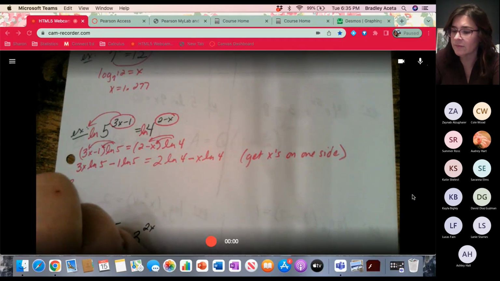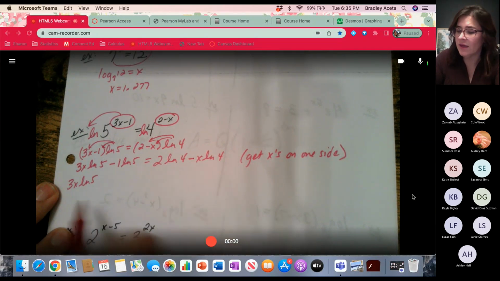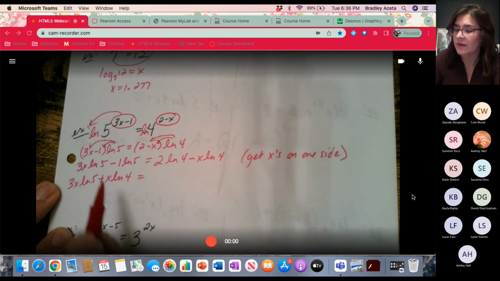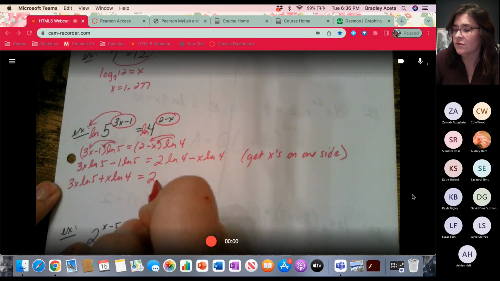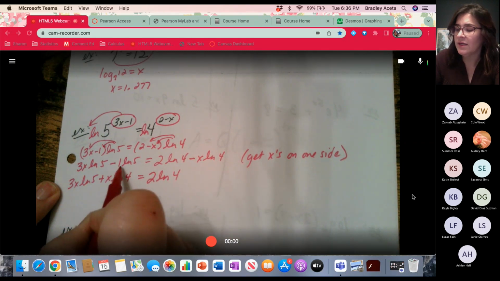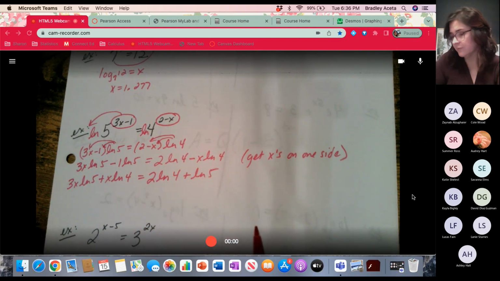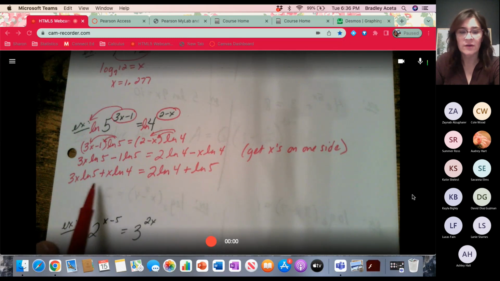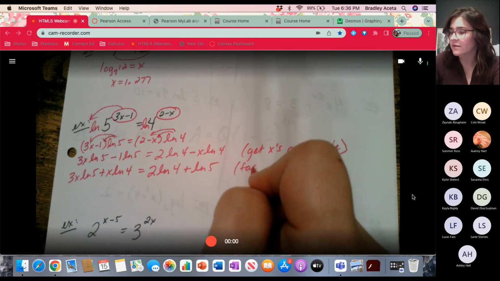So this stays there, 3x ln 5. This minus x ln 4, I'm going to add it over. This minus 1 ln 5 is going to add over to that side. So 2 ln 4 stays. And that minus 1 ln 4 just becomes plus ln 5. So again, all I did was just get my x's to one side. Now this is the biggest thing right here. You're going to factor out on the left the x. Factor out an x.